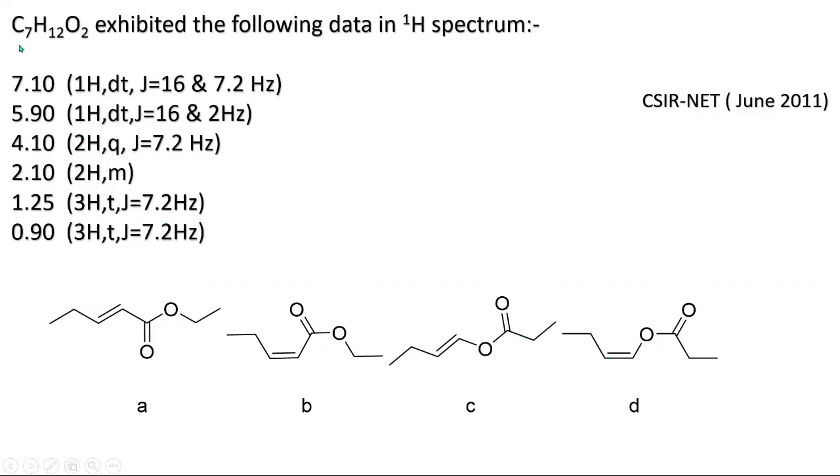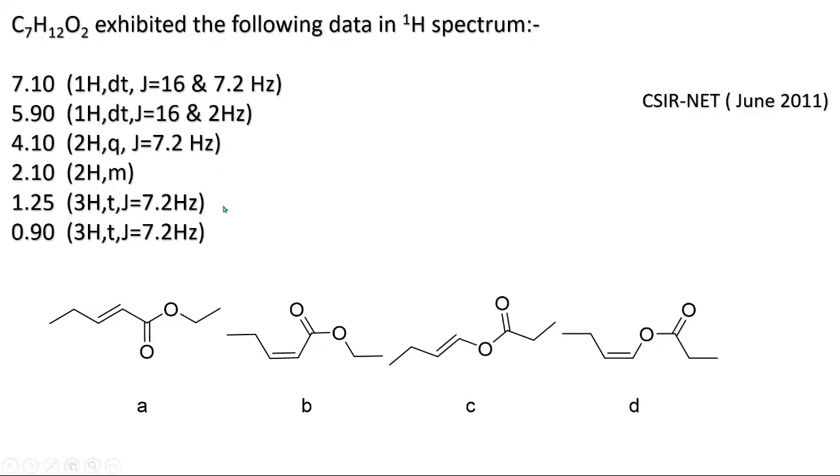If you calculate the DBE also, C7H12O2: 7 plus 1 is 8, minus 6, gives 2. So that will be 2 double bond equivalents, which is either 2 double bonds or 1 ring and 1 double bond. If you see, there are 2 double bonds in all the molecules. So with DBE we don't get any information.